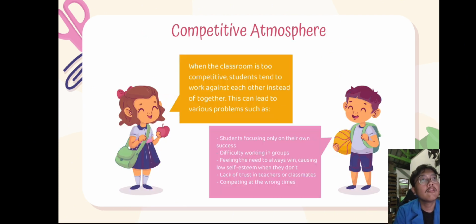The first one is competitive atmosphere. What is the competitive atmosphere? When the classroom is too competitive, students tend to work against each other instead of working together. This can lead to various problems such as students only focusing on their own success, difficulty in working in groups, which can cause them to work individually, feeling the need to always win, causing low self-esteem when they don't, and lack of trust in teachers or classmates, competing at the wrong times.